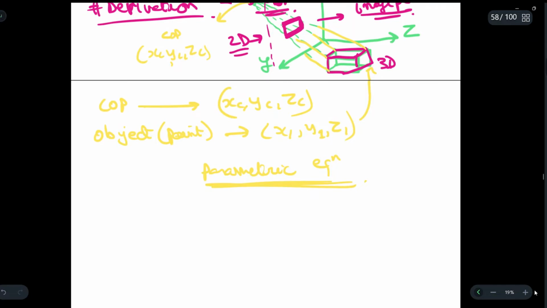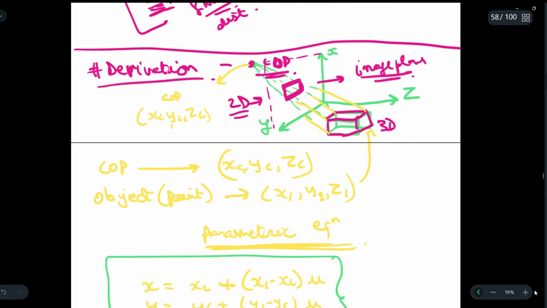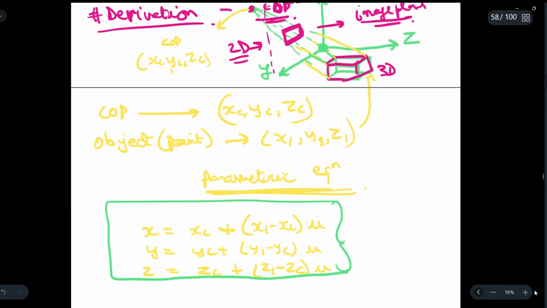That is, we have x is equal to xc plus (x1 minus xc) into u. Then we have y is equal to yc plus (y1 minus yc) into u. Then we have z is equal to zc plus (z1 minus zc) into u. Now this is the parametric form of the points which will be present on the projection rays. That is, these are the projection rays, and the points present on these rays are given by these 3 parametric forms.